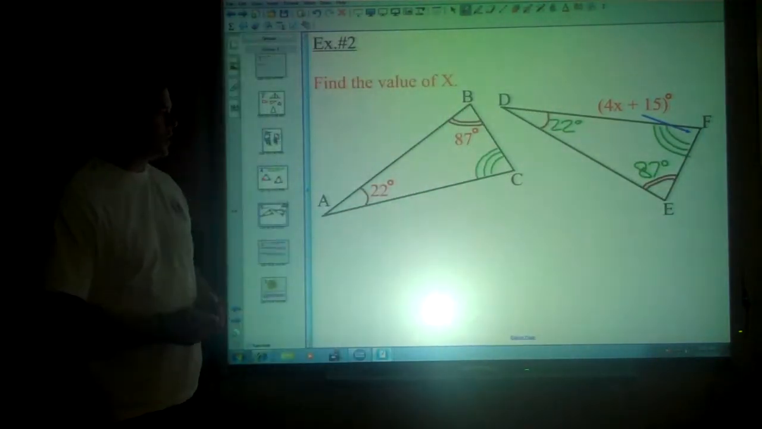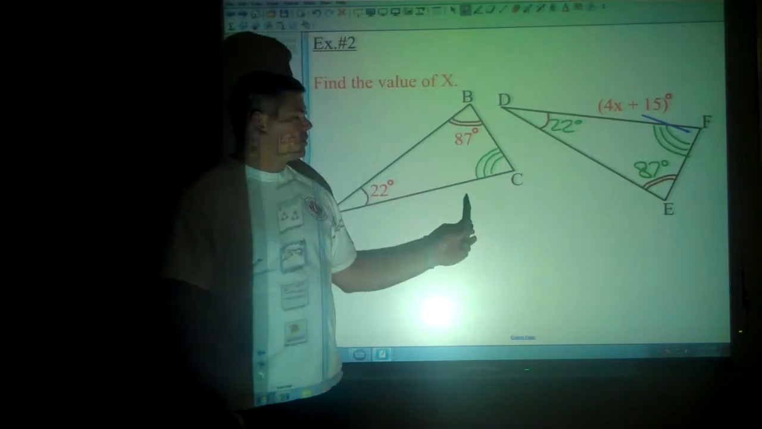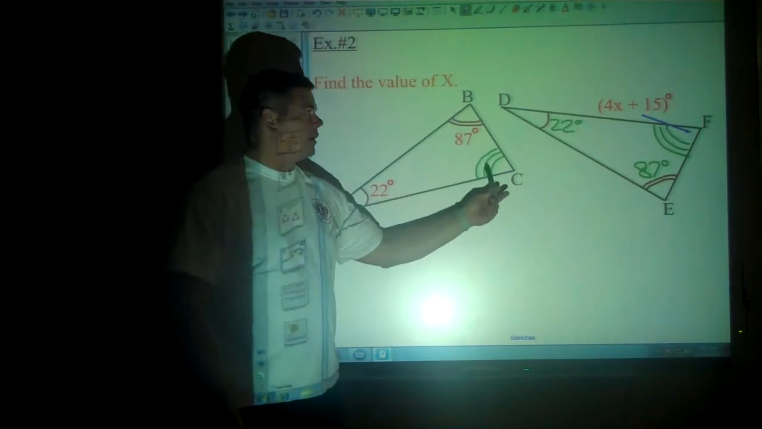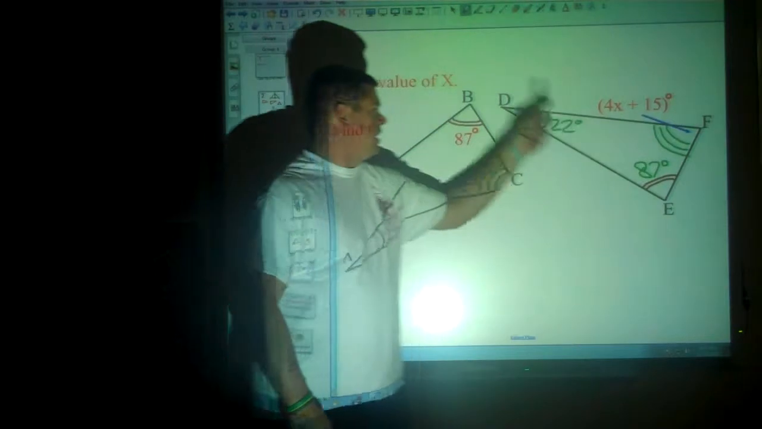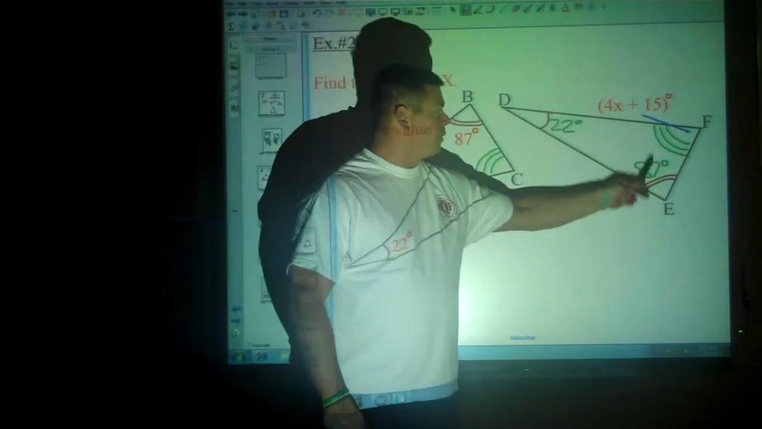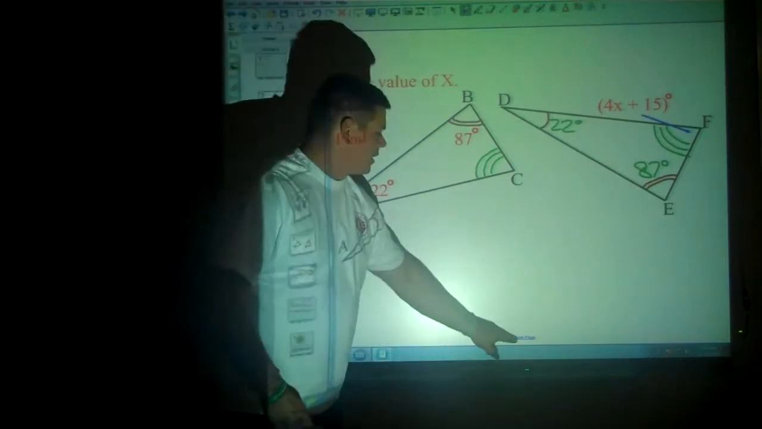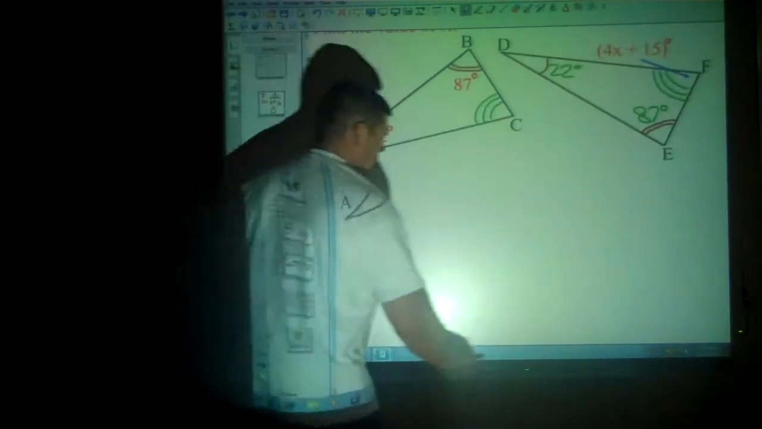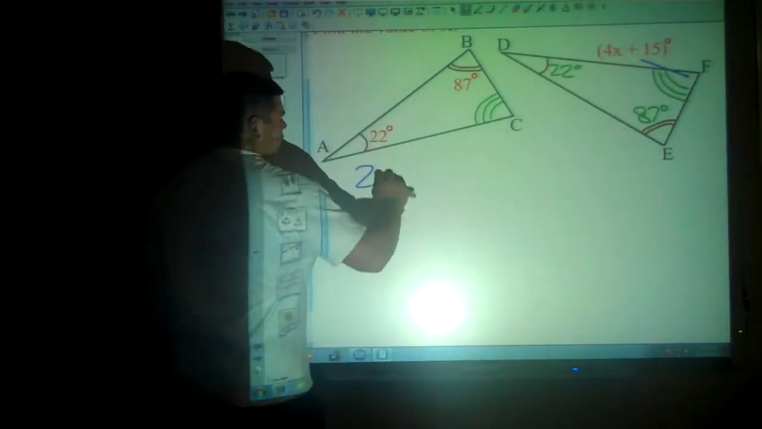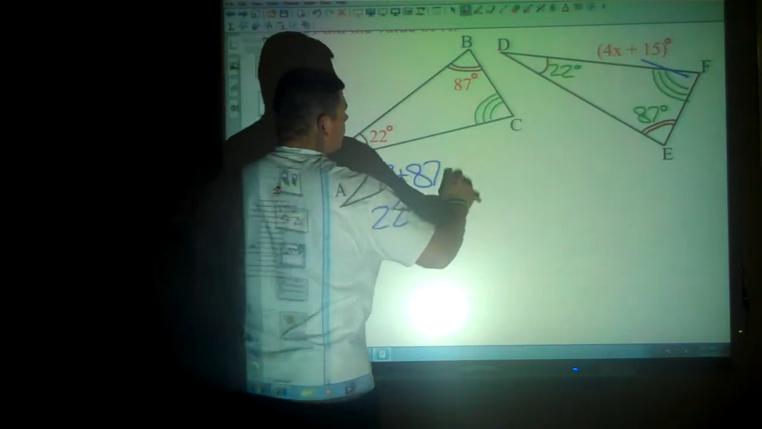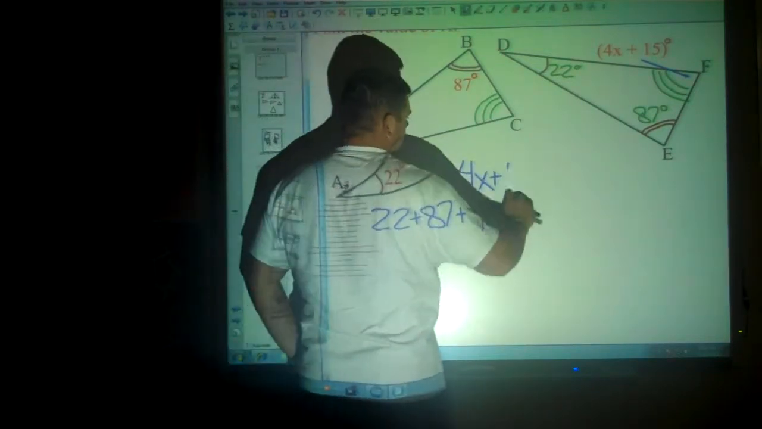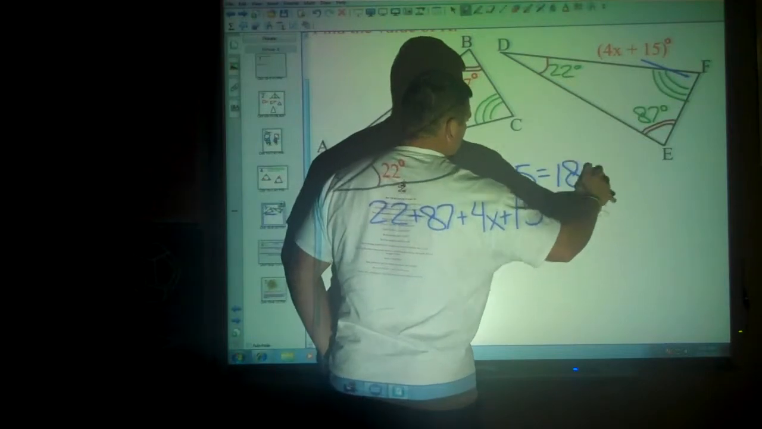So you have two choices. You could use these two values and subtract them from 180 and find this value, and then say 4x plus 15 equals that, or you can put all three of these expressions together and make them equal 180 degrees. It doesn't matter. It's whatever you'd rather do. 22 plus 87 plus 4x plus 15 has to equal 180.